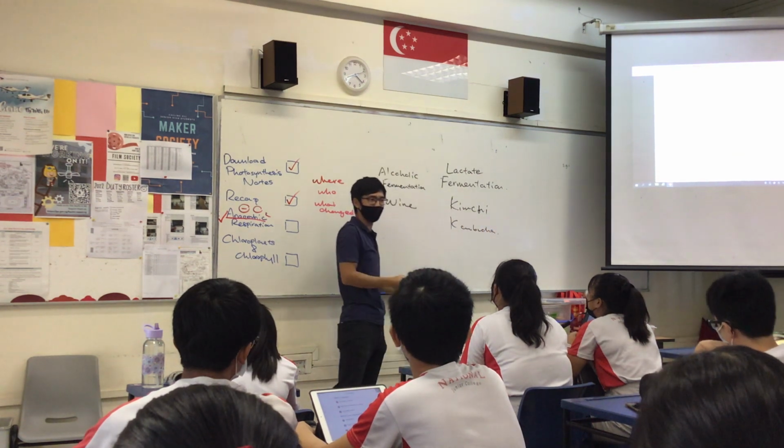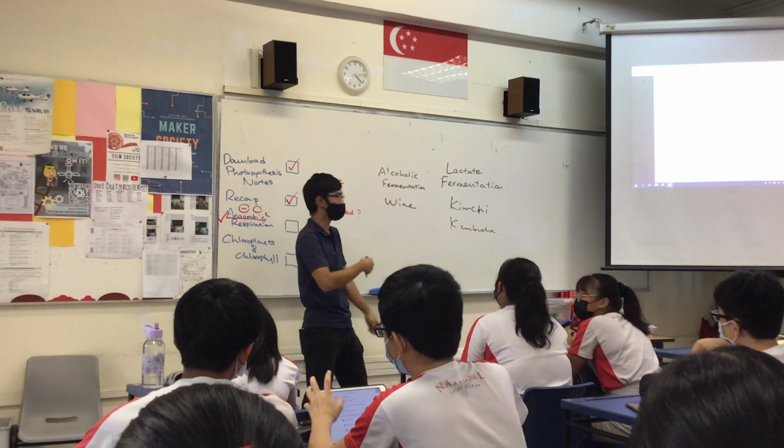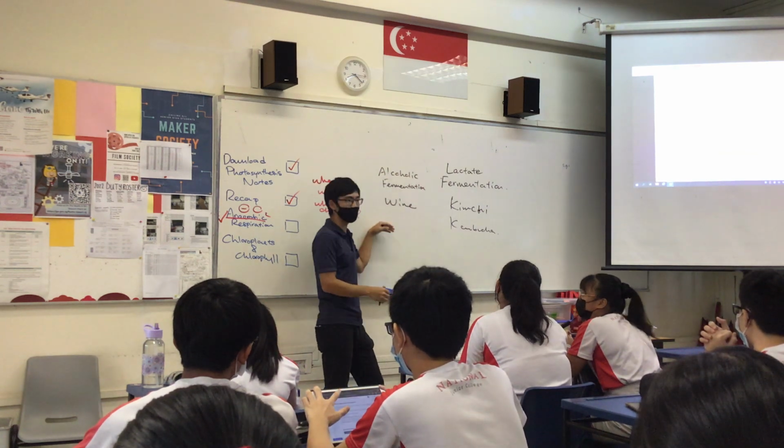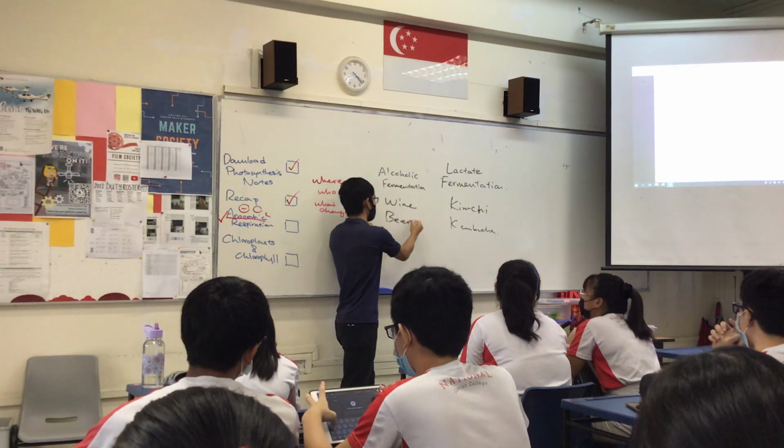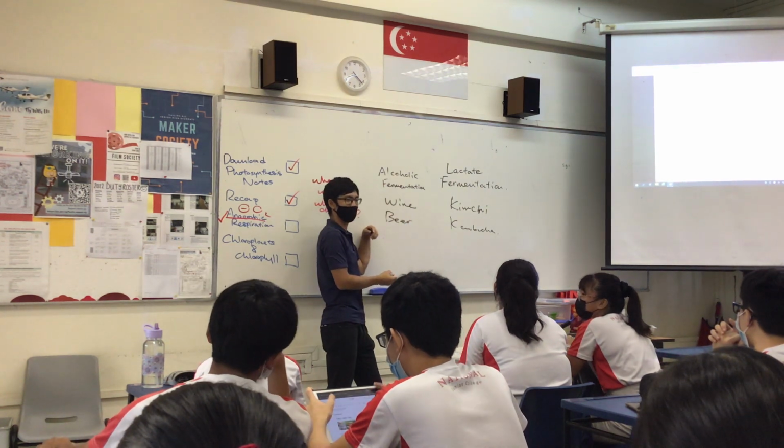Okay, so chances are fermented things that are sour likely went through this form of fermentation. And those with alcohol likely went through this one, like maybe beer, wine.